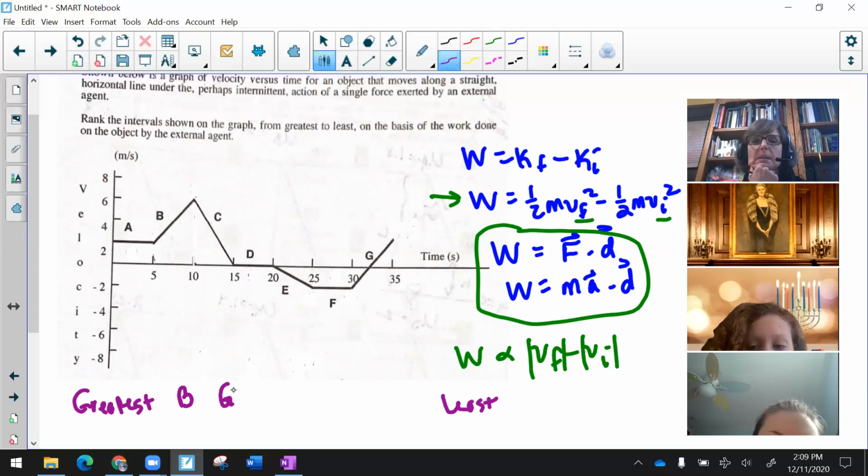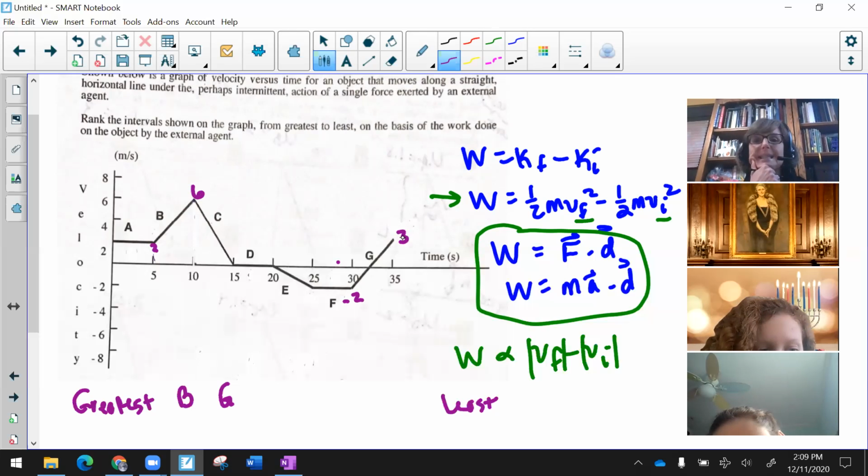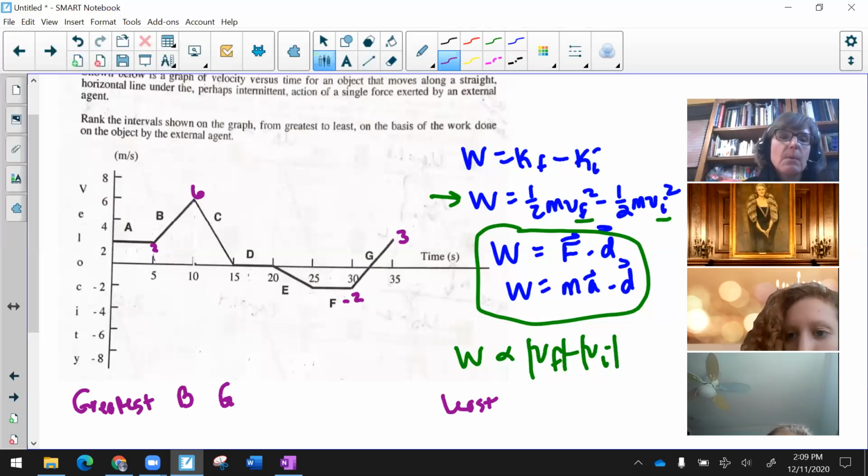But are B and G equal? No, they are not equal, because the velocity here is 2 and it's 6 here. It's -2 and 3 here, so the slopes aren't the same. And that's why I was a little concerned, Fiona, that you might end up with some errors when you did it that way. So no, B and G are not equal. And then what?